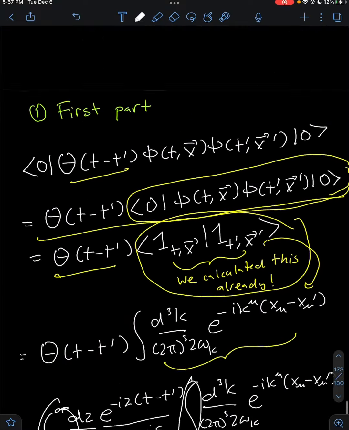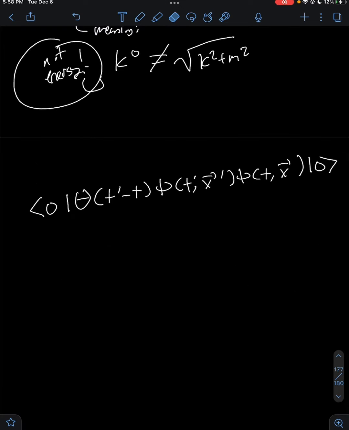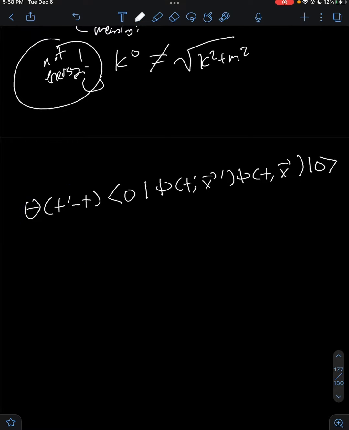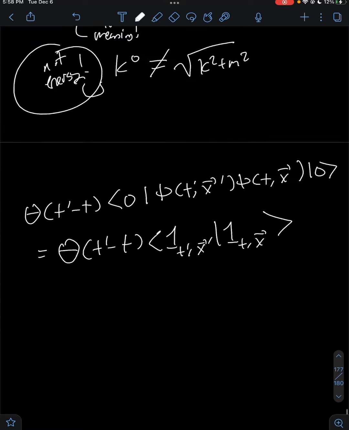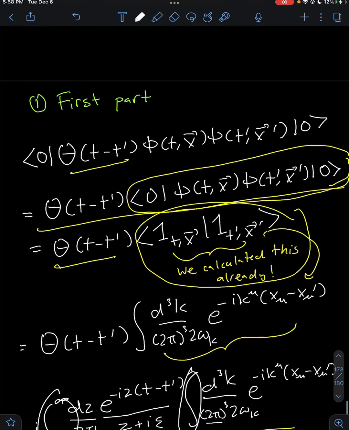And now we have to do the exact same thing, but for the second term, this right over here. So this is this for the second term. Again, we can do the same steps. You can just move the Heaviside function in front of our sandwich to get this over here. And that's just going to be equal to theta of t prime minus t times the inner product of t prime x prime with t x. It's very similar to this right over here. In fact, it's the same thing, but we just swap the vector and the covector around.